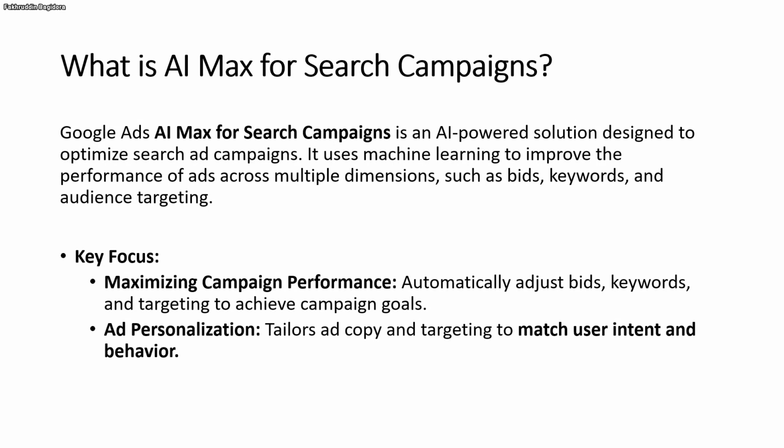Now, coming back to the part of the AI, which we are going to talk about. Mainly, if I talk about AI Max, this is going to work on the bids. What is a bid? A bid is basically how much we are going to pay per click, or per impression, or we can also call it the per conversion amount.